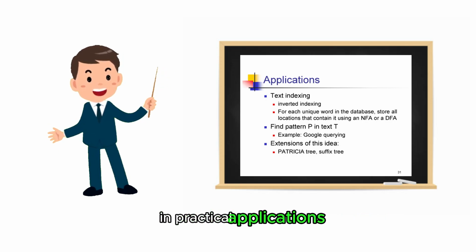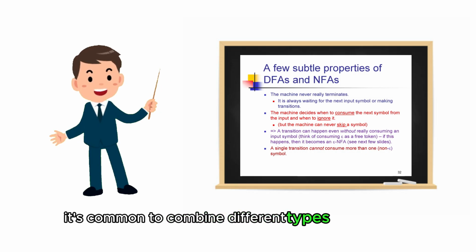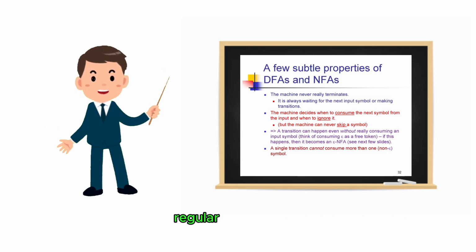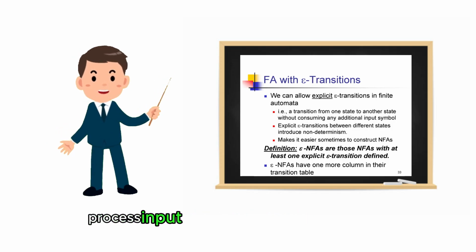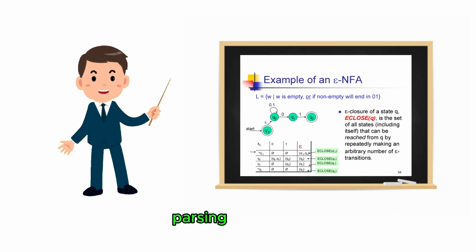In practical applications, it's common to combine different types of automata. For example, regular expressions can be transformed into finite automata, and finite automata can be used to pre-process input before applying more complex parsing techniques.